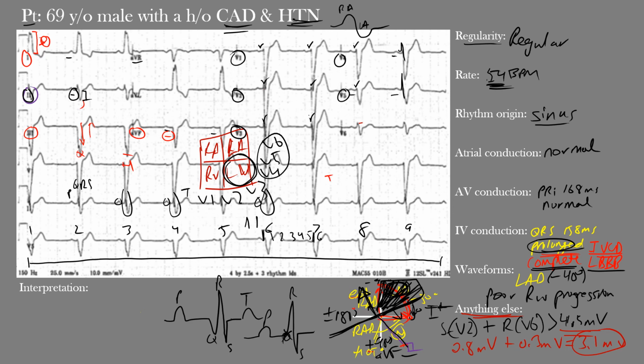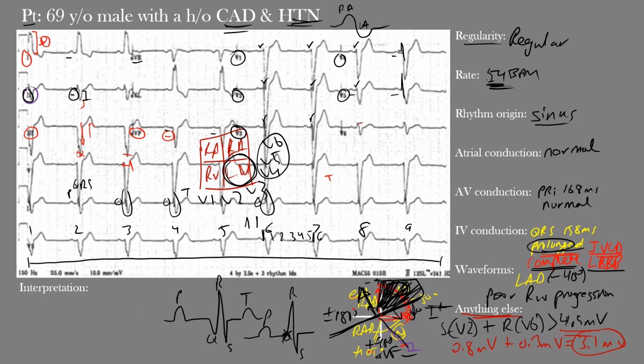So let's put all we went through and make a final interpretation. We have a regular sinus rhythm that's occurring at a slower rate. We have normal atrial conduction, normal AV conduction, and then we have this prolonged intraventricular conduction delay that we labeled as left bundle branch block. We also mentioned that there's left axis deviation, and then we saw that there's a poor R wave progression. So this is a case of sinus bradycardia with left axis deviation and left bundle branch block.